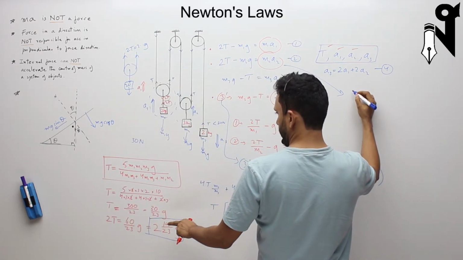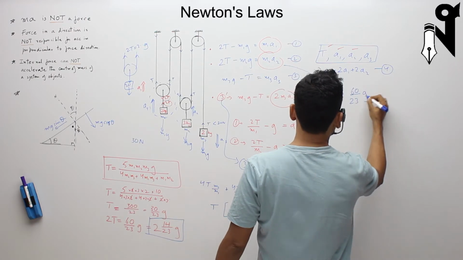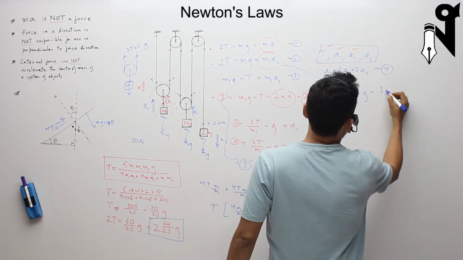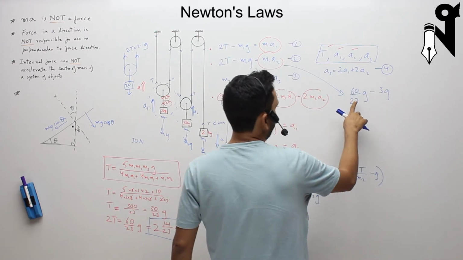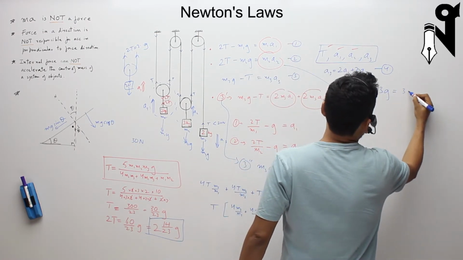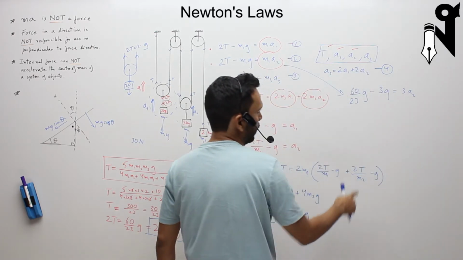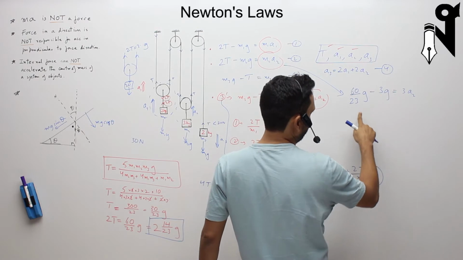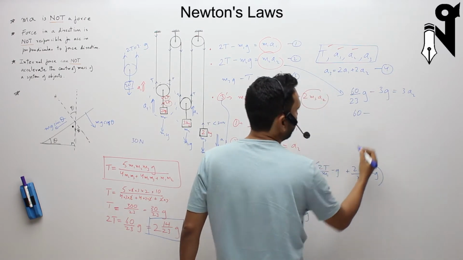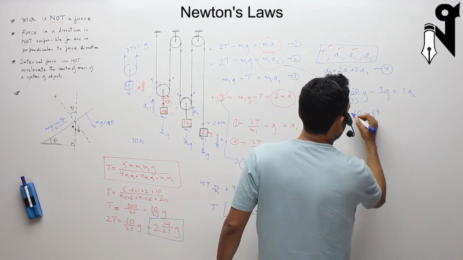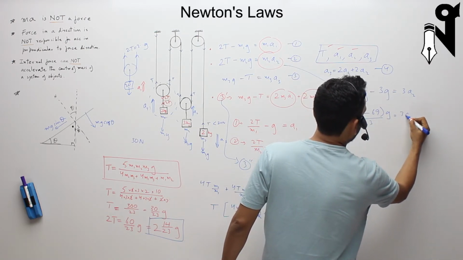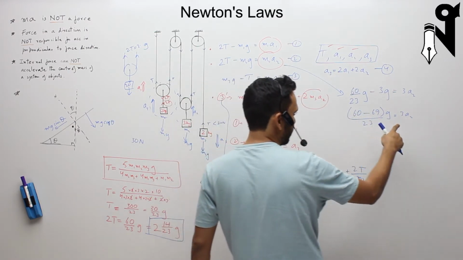So 2T we have got as 60 by 23G is your 2T, minus m2g, which is 3G, which is what I was saying, that this 3G has exceeded the 2T value, and hence 3 times A2 is going to come negative because 3G has exceeded this value. So how much is 23 into 3? This gives you 60 minus 69G by 23 is 3A2. So 60 minus 69 is minus 9.